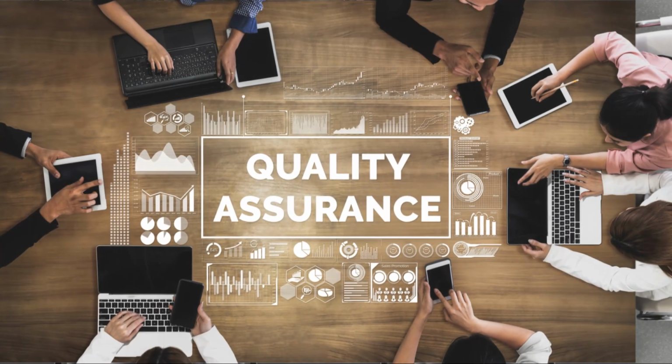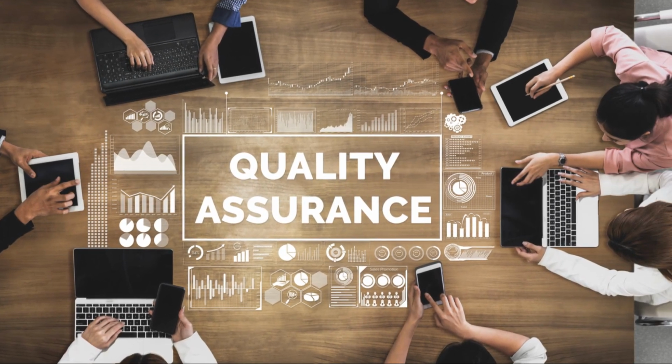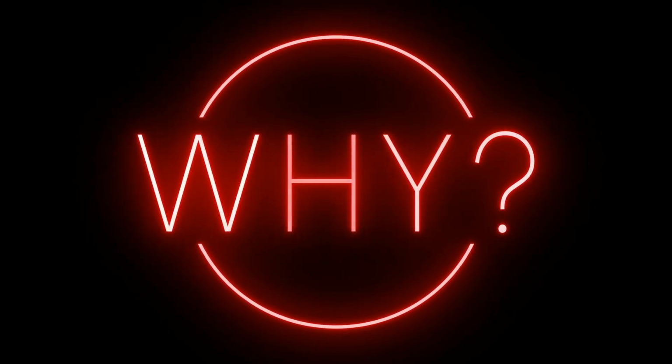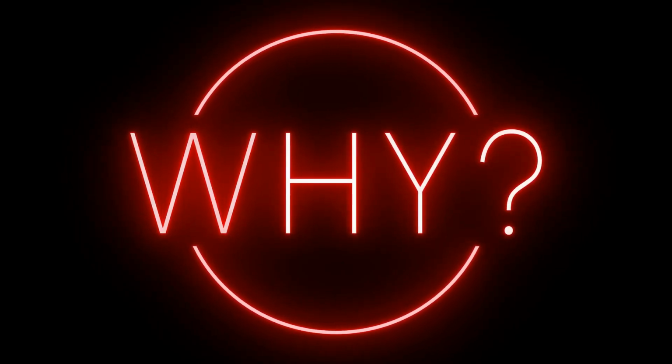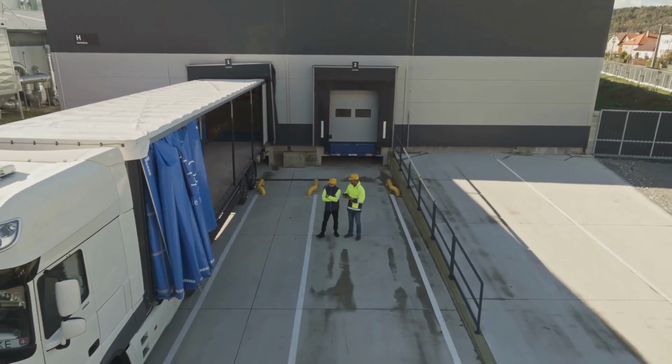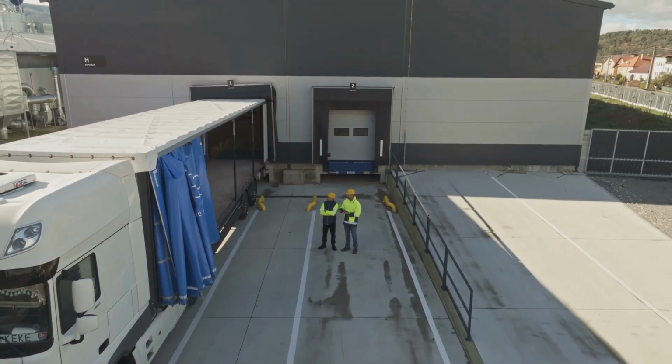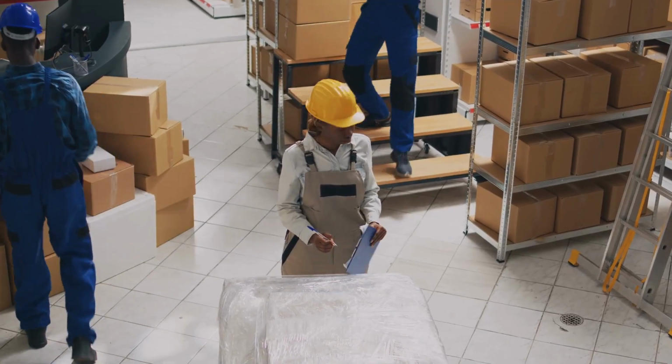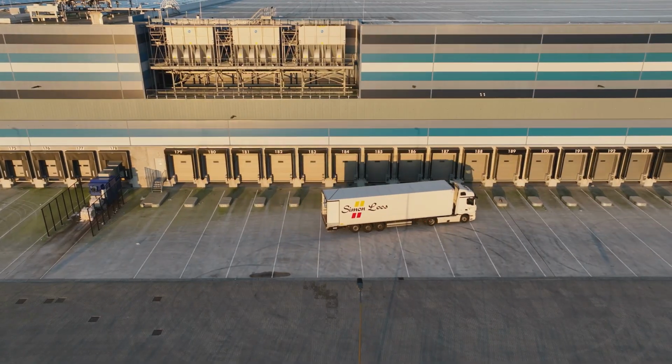The 5 Whys is one of the simplest and most effective RCA tools. It involves asking why repeatedly until you uncover the root cause. Here's how it works. Step 1. Clearly define the problem. For example, a shipment was delayed. Step 2. Ask why. For instance, why was the shipment delayed? Answer, the truck arrived late.